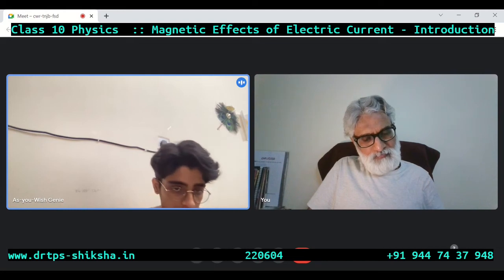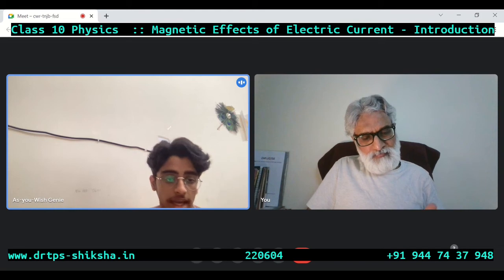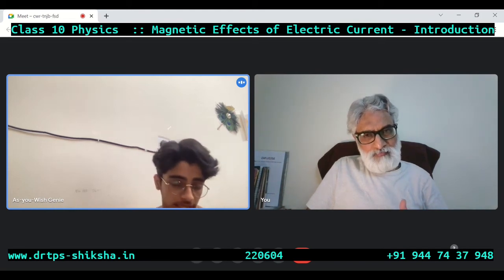Referring to the figure, F is force, B is magnetic field, and I is the current. Okay, so the factors affecting the magnetic force on a current carrying conductor in a magnetic field are: the strength of the magnetic field, the current flowing through the wire, the length of the wire, and the angle between the magnetic field and the conductor carrying current.